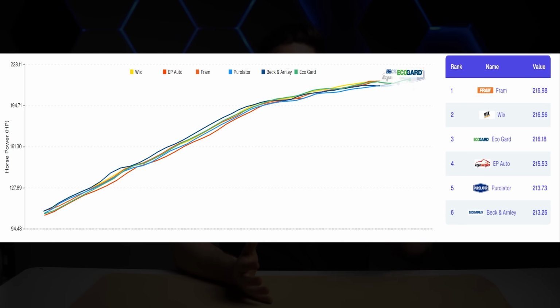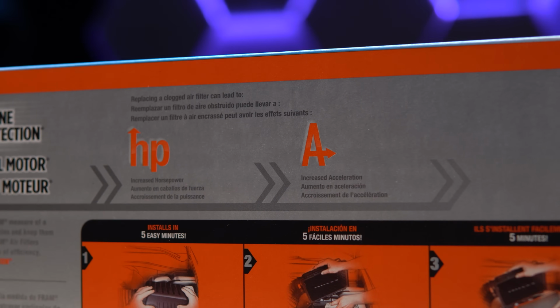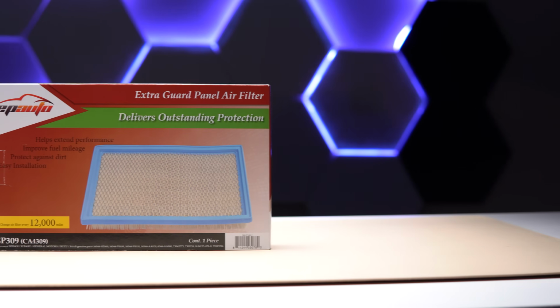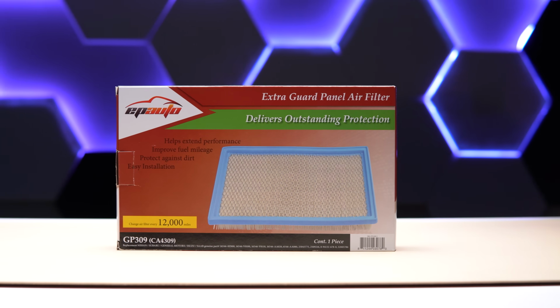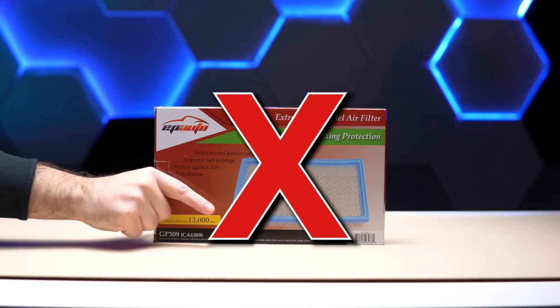As you can see, the Fram came in on top, proving that their claims were actually true, and it does indeed increase horsepower. Unfortunately, with air filters, there is a trade-off. The better the filtering performance, the worse it did in the engine performance test. So in conclusion, which air filter is the best? Well, I would stay well away from the EP Auto. It did pretty awful in every test, and I would just flat out not recommend it.